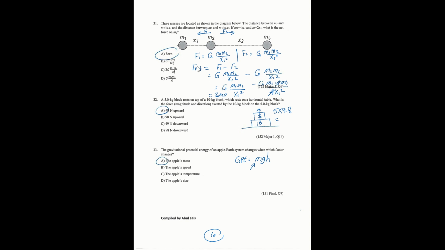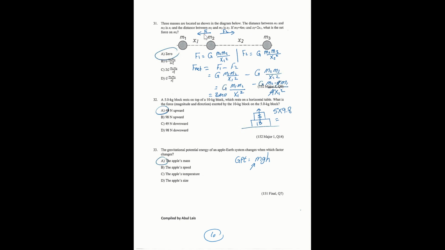So first, I want to find what F1 is. F1 equals G m1 m2 divided by the distance squared, x1 squared. And what is F2? It equals G m2 m3 divided by x2 squared. So what is the net force? It is F1 minus F2. So it's G M1 M2 divided by X1 squared minus G M2 M3 divided by X2 squared. Now, if I look back at the problem, X2 equals 2X1, so X2 squared is 2X1 all squared, which would be 4X1 squared.